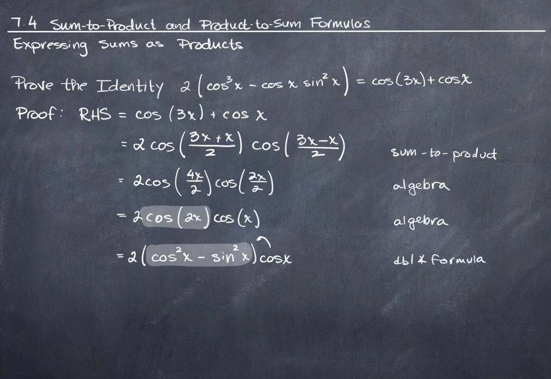Now I'm going to distribute the cosine. So I'm going to have 2 times, have I missed something? Looking at cosine, no, everything's okay. I'm going to distribute the cosine. So I'm going to have cosine squared times cosine, which is cosine cubed of x. I better keep my parentheses. Minus the cosine of x times the sine squared of x.